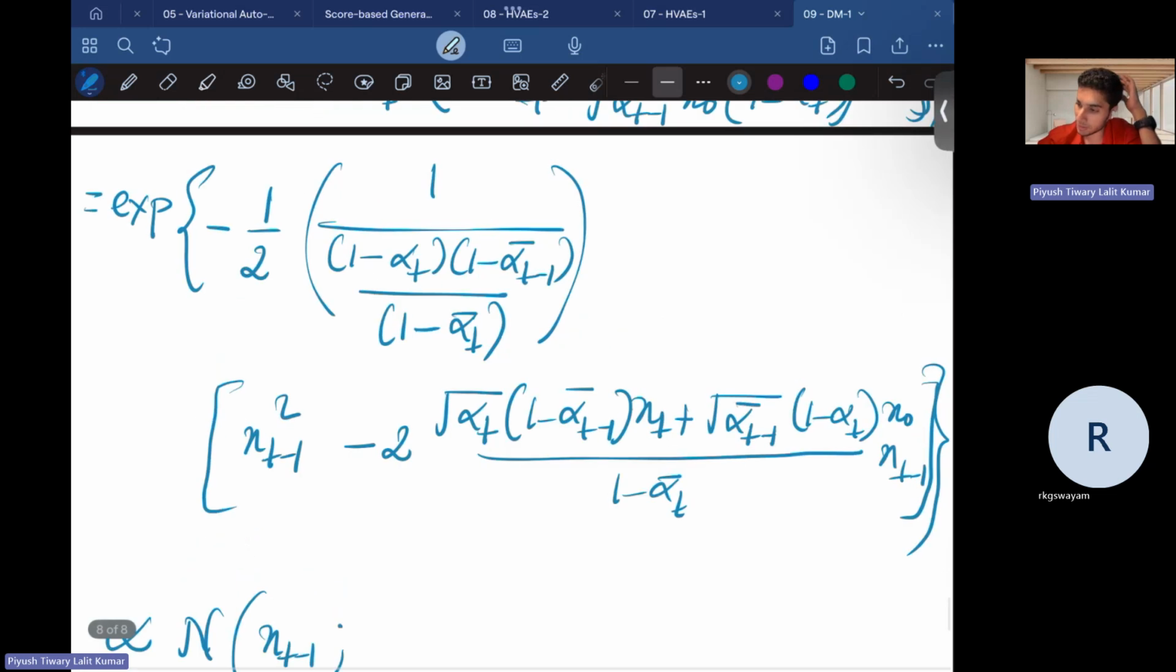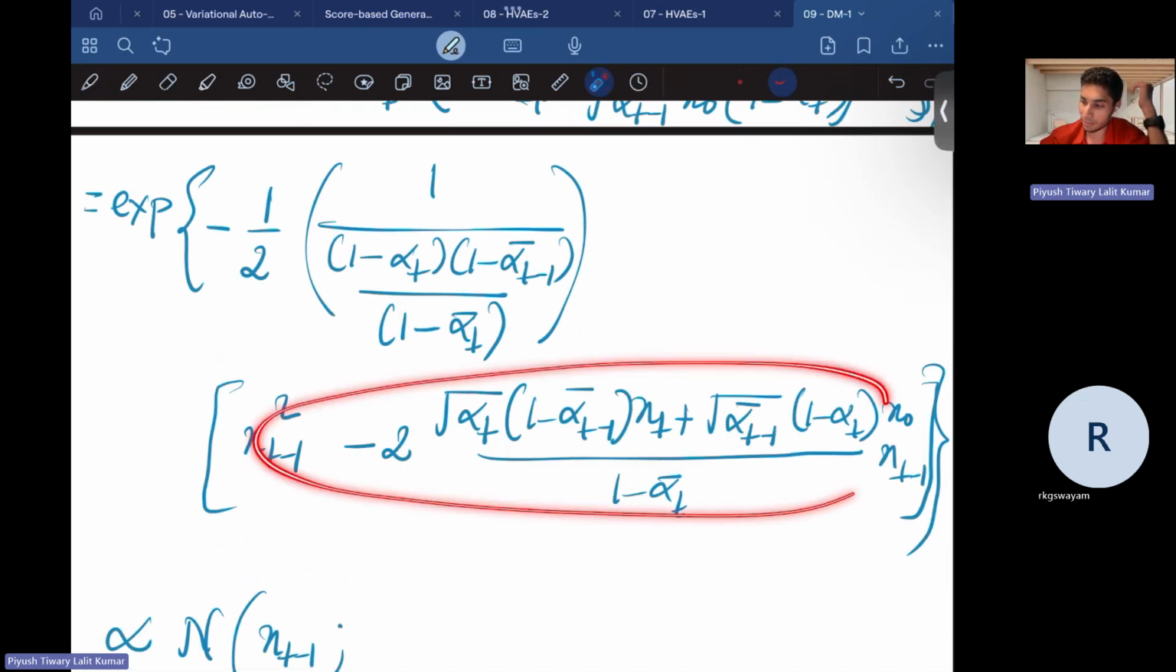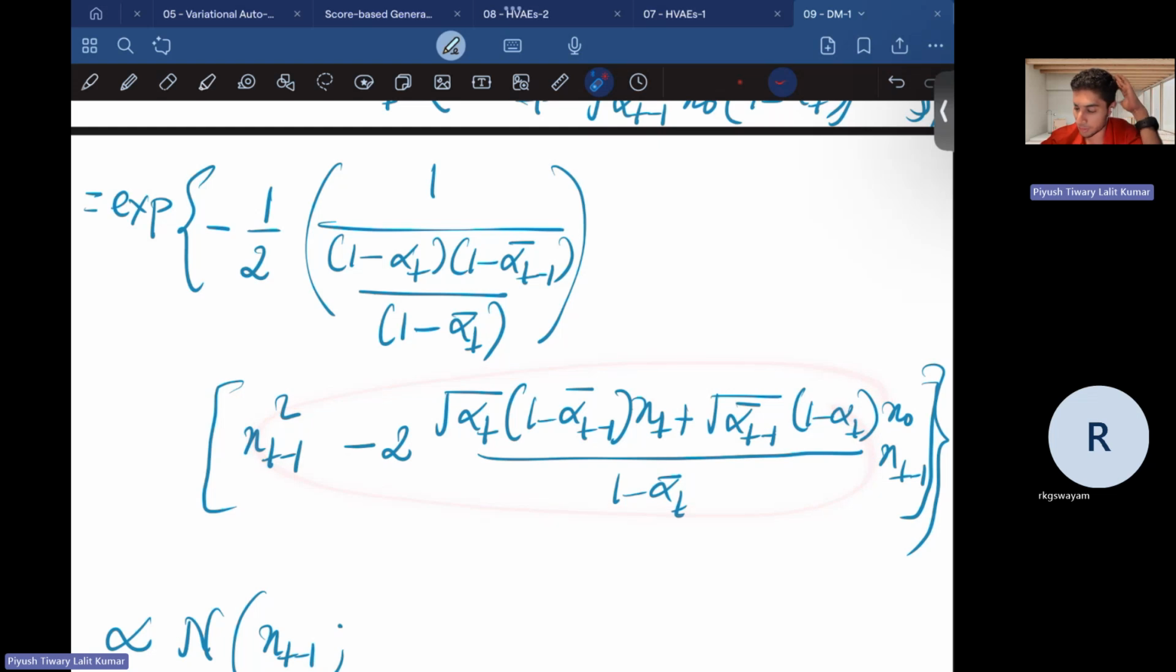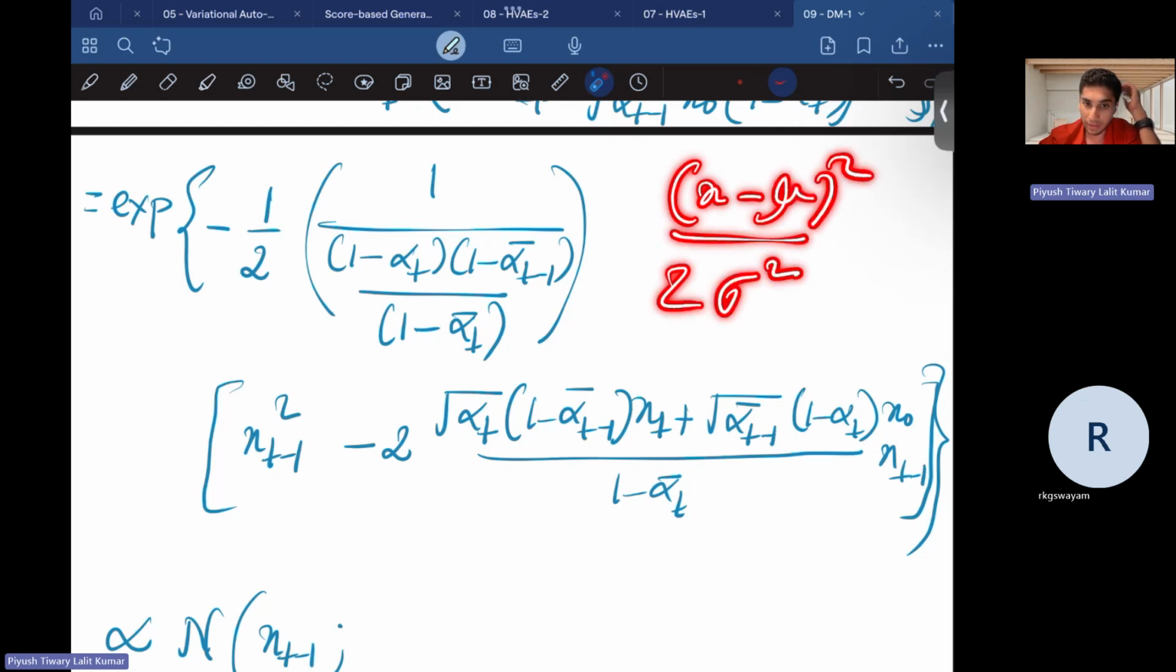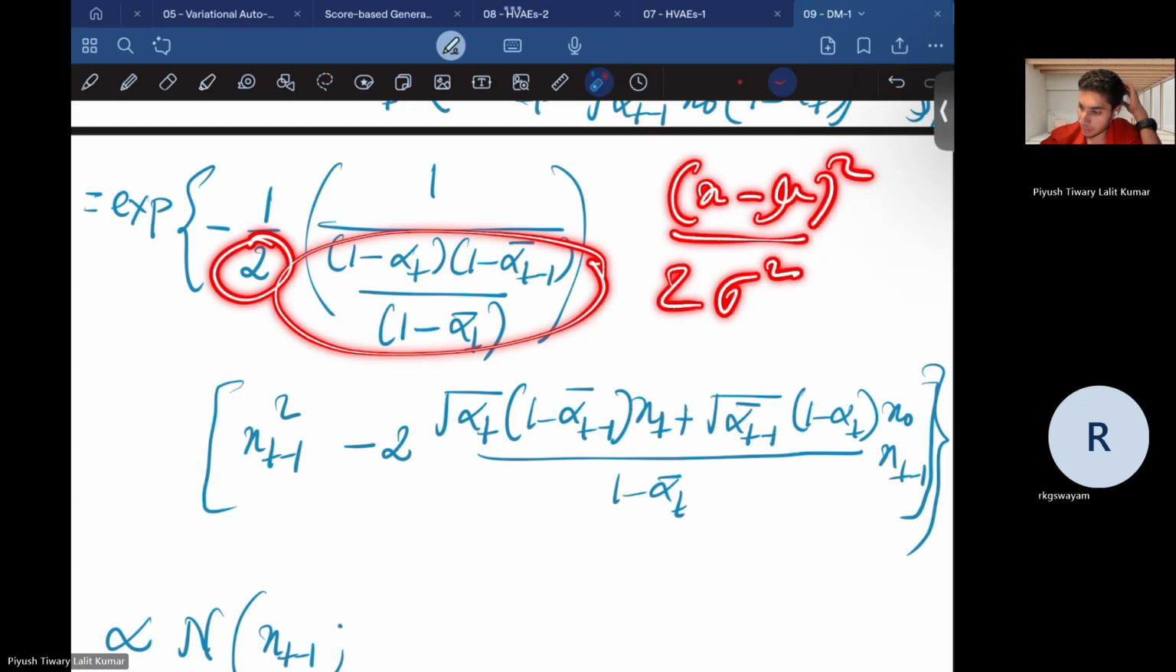To find the mean and variance, it's simple. This is some quadratic term. We need not worry about it, okay, we need to worry about it, but hold on to that for a moment. What is the denominator here? The denominator is this thing. If you remember, the Gaussian is x minus mu whole square by 2 sigma square, right? So 2 is here. This is our sigma square, isn't it?